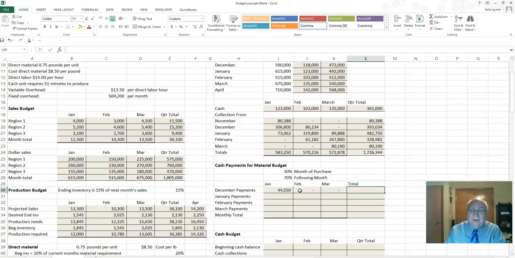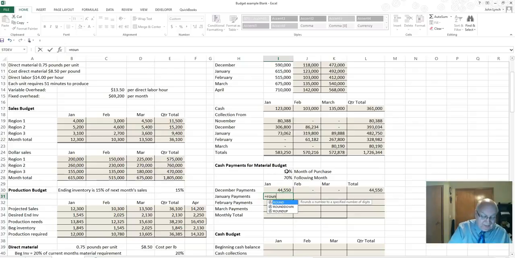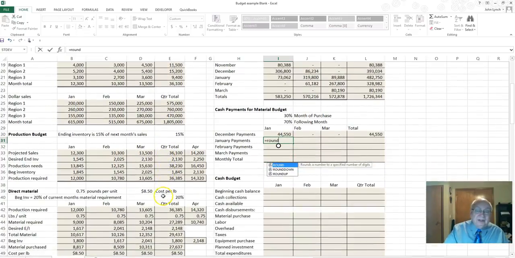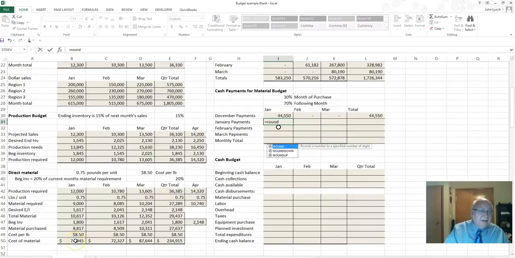Okay, that finishes up December, which we pay in January. And here's my totals. Okay. January payments, well, with 30% in the month of the purchase. So we come down here to the material budget, which is right here. So cost of material is 74,000.